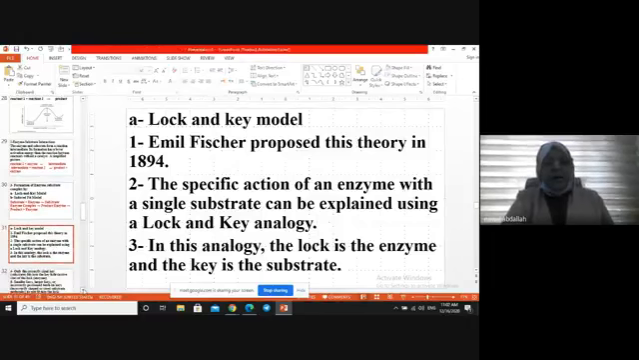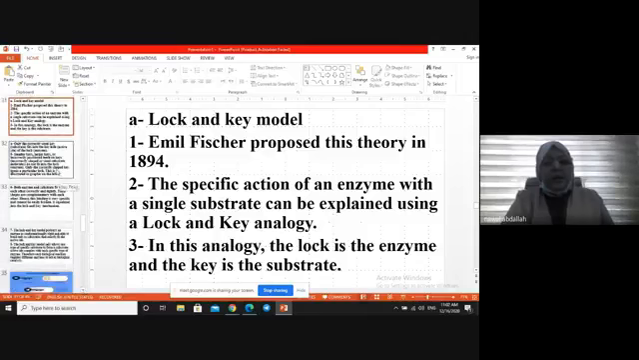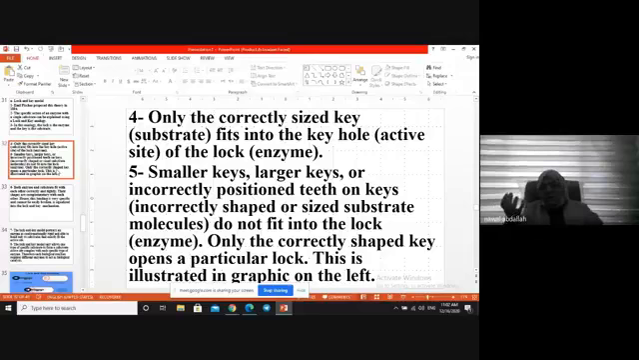The enzyme is the lock and the substrate is the key. Only the correctly sized key, which is the substrate, fits into the keyhole, the active site of the lock, which is the enzyme. The enzyme is the lock, the substrate is the key.